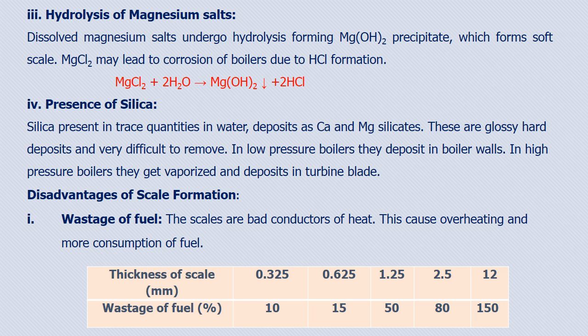Here there is an analysis given in the table telling that if 0.325 mm of salt deposit is there, then it means there is a wastage of 10% of fuel. If we almost double it, 0.625, it is 15%. When this is doubled to 1.25, there is 50% wastage of fuel, and at 2.5 it is 80%. Above that it is a waste to use that boiler. You can throw it out, buy a new one and start using it. Otherwise there is a huge loss to you in the form of wastage of fuel.